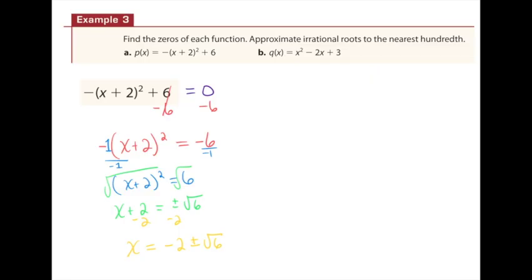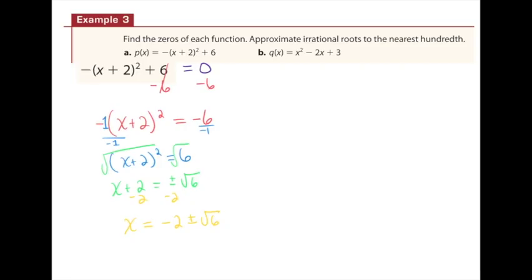If I said round to the nearest 100th, then you would need to put that in your calculator and add and subtract it. I just want to caution you, this is 2 different answers, okay? So if you were to put this in your calculator, you would have to say -2 plus the square root of 6, and you would round that. That would be approximately, I think, 0.45 is what they have there. And then you would also have to say -2 minus the square root of 6, and you would have to round that one.